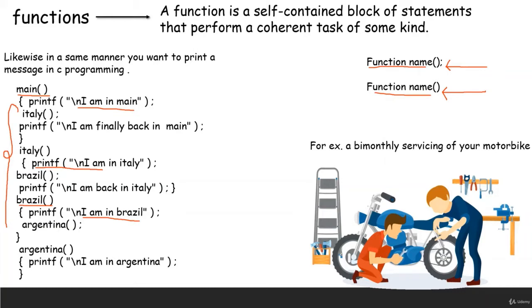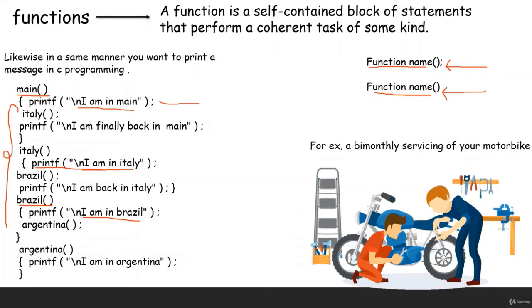So what happens here, in the main function, first this message is printed, "I am in main". Then I call the Italy function. Then whatever task I have given to Italy, when I call Italy, this message gets printed, "I am in Italy". Then it prints that I am finally back in main.